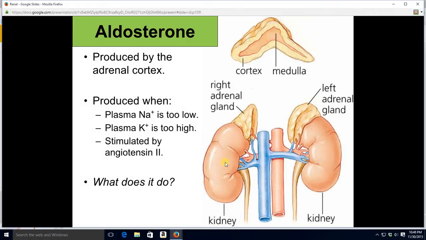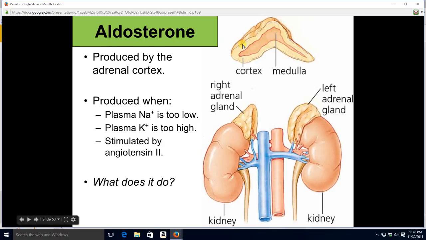Here it is, the final lecture on the urinary system. Last time we talked, we were going over ADH and regulating blood concentration. Now I've got to talk about another hormone, aldosterone.